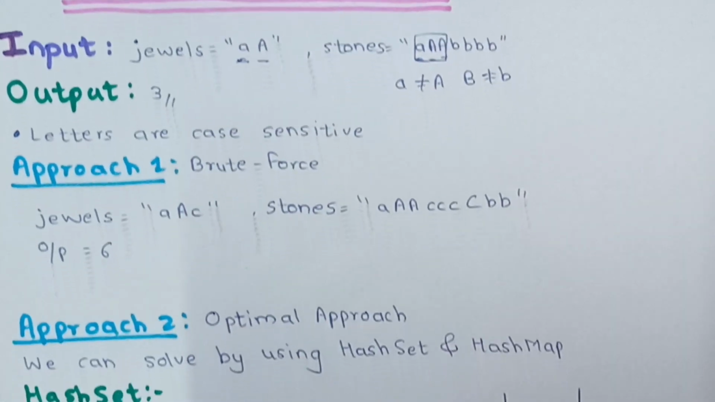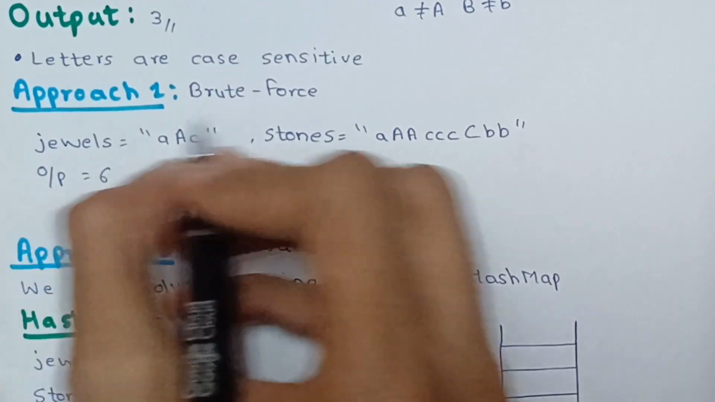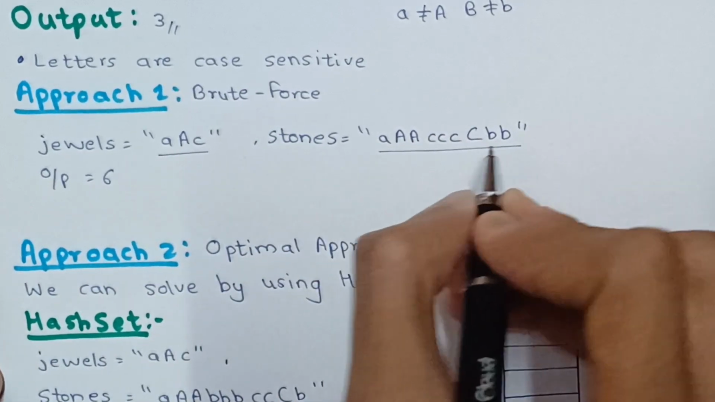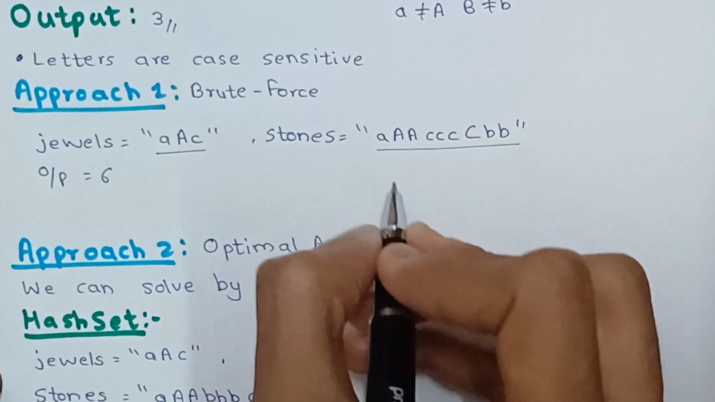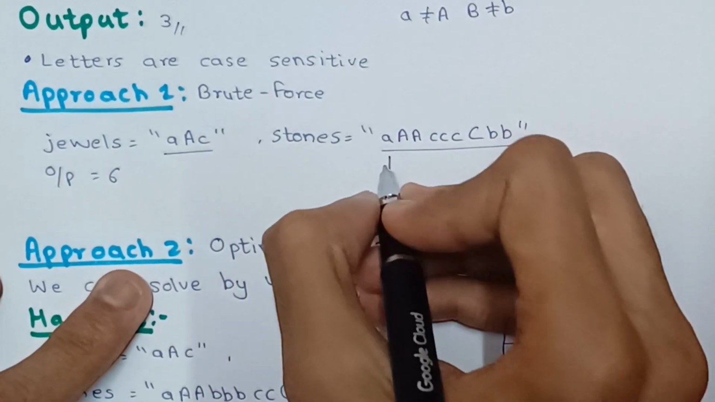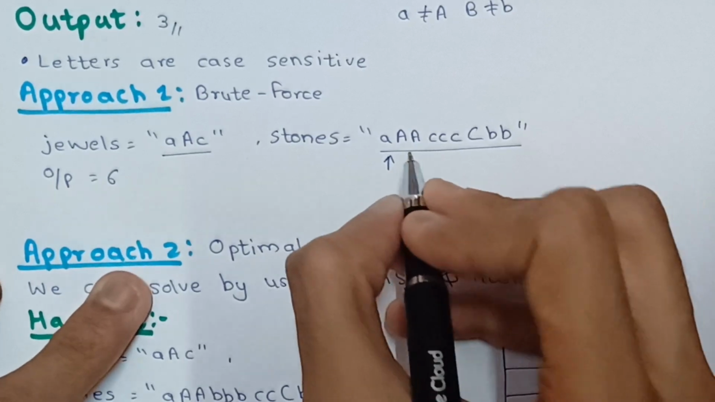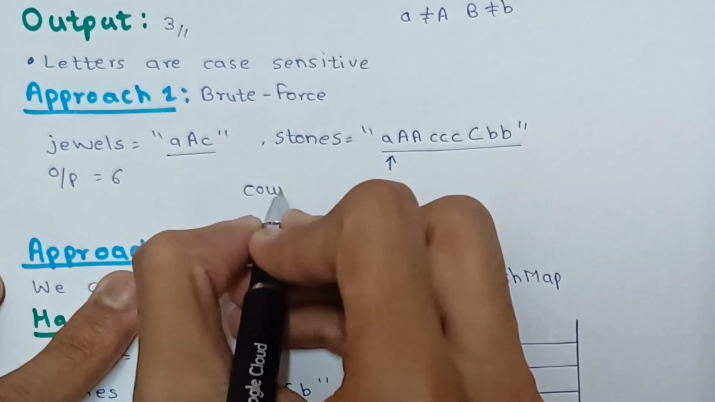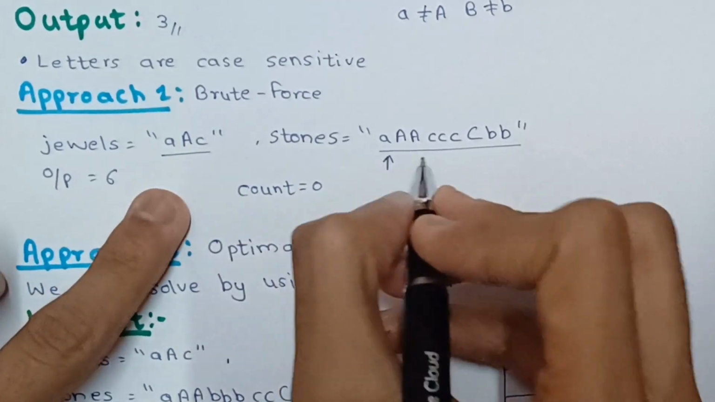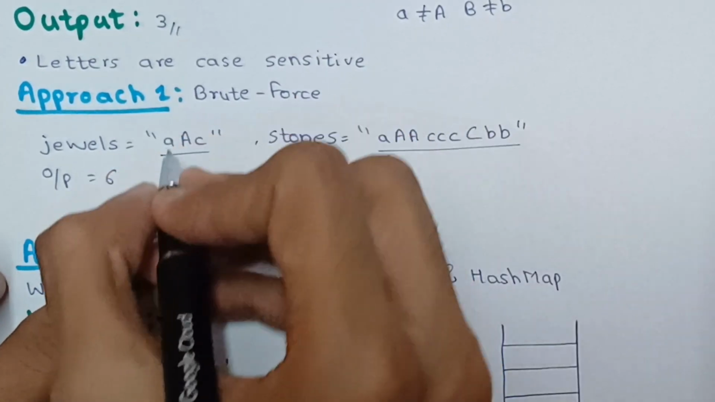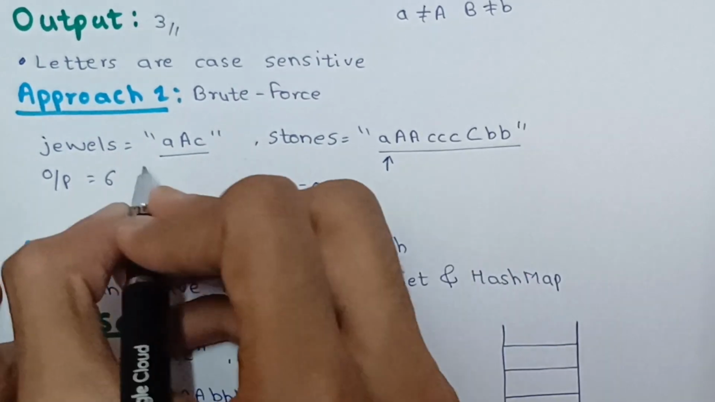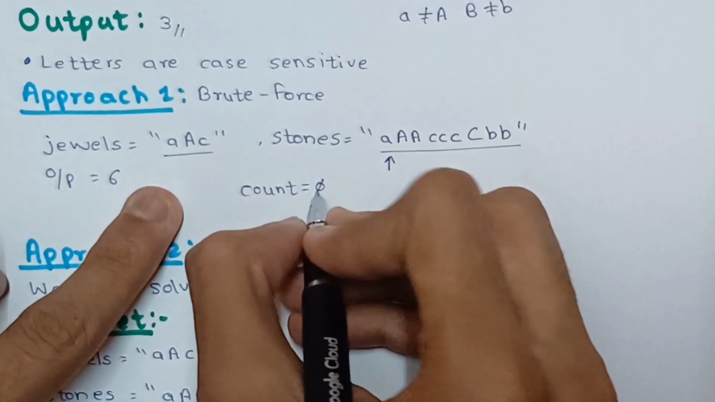First we will understand approach 1, which is the brute force approach. This is the given jewels string and this is the given stones string. We have to find the jewels in the stones string. So what we will do, we will keep one pointer on each character of the stones, here a, and we will take one counter variable which will be 0 at the start. Now we will compare the a with all characters of the jewels string. So a is equal to a, we found it, then we increment the count.